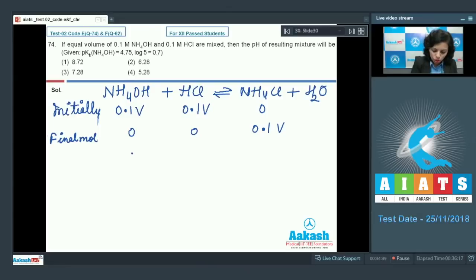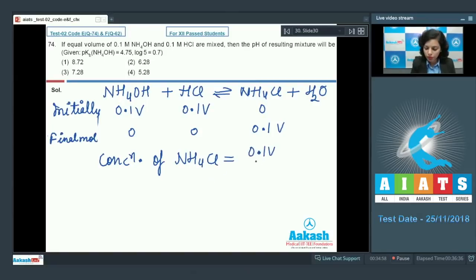Now, the question is there to find out the concentration of ammonium chloride. So if we talk about the concentration of ammonium chloride, that would be equal to the moles of ammonium chloride divided by the total volume. That total volume becomes V plus V, that is 2V, and that's why the concentration of ammonium chloride would be 5 into 10 raised to the power minus 2. Now, what would be the pH for the resulting mixture?